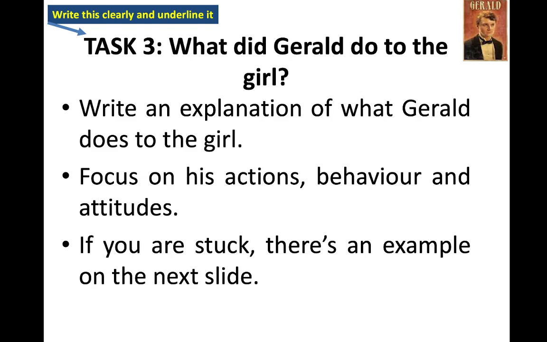Explain what Gerald did to the girl, but try and focus on how an audience would perceive Gerald, and how he fits into this idea of the patriarchy, the upper class, privileged male, if you will. Okay, so you can pause now, unless you are stuck, in which case you can have a sneak peek on the next slide.